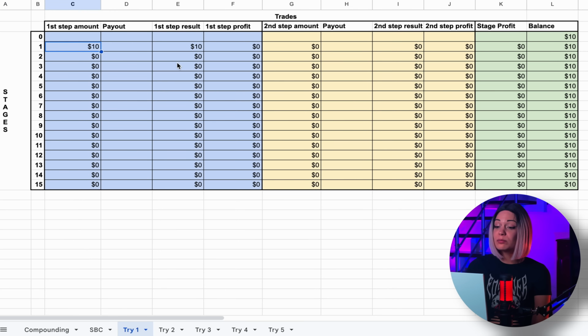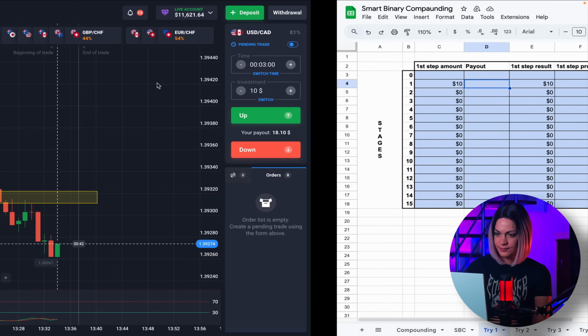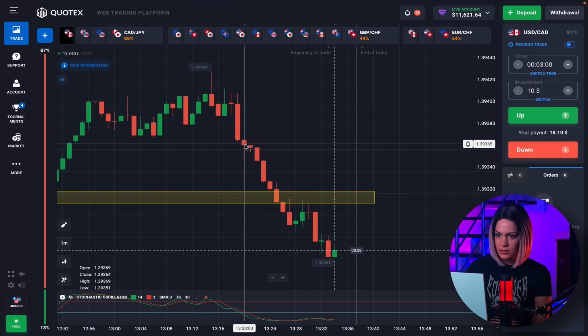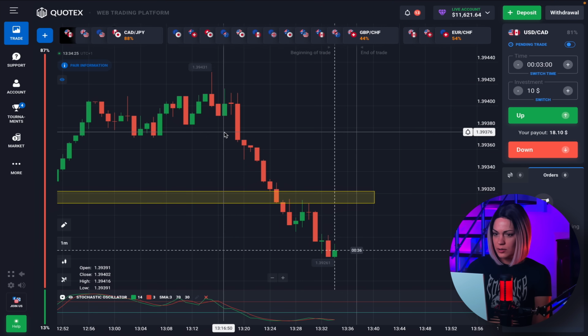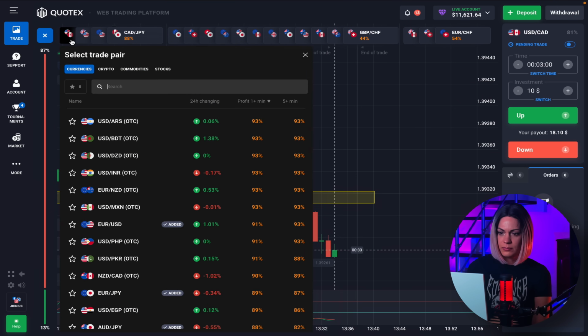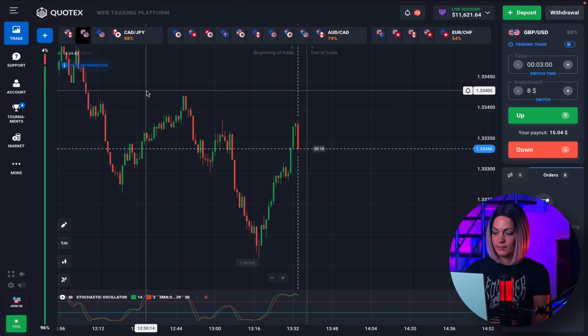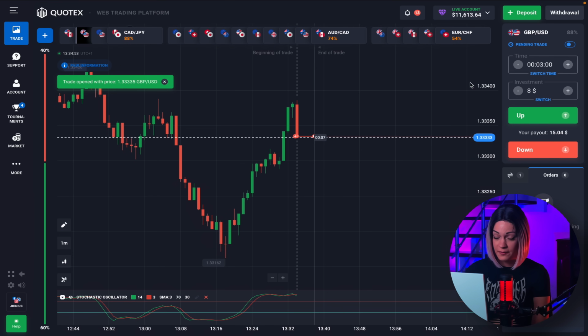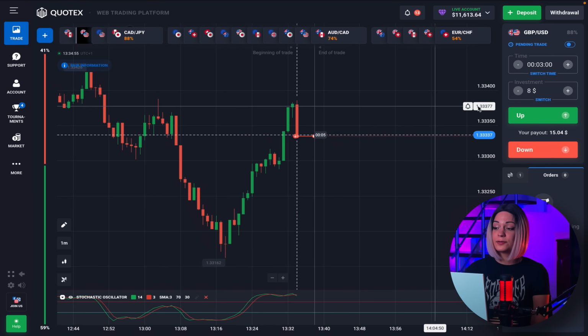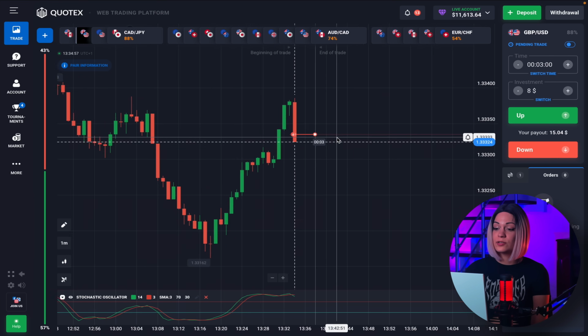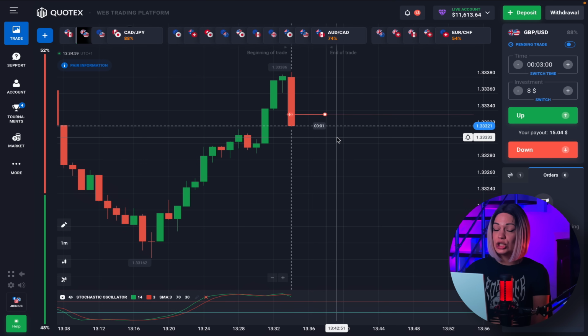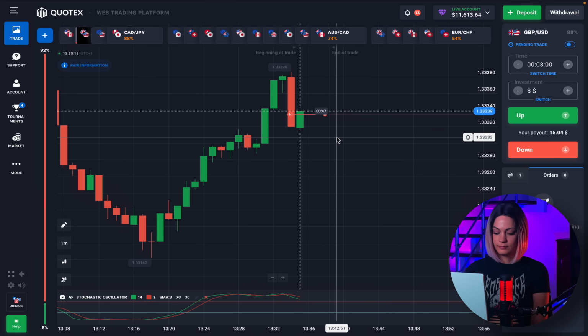Alright. The deal is closed in black. How much was the payout? Oh my goodness, why can't I see it? 81%, all right. Again, a fast one, a GBP USD deal for a downward trend, using the first stage, second step, $8.